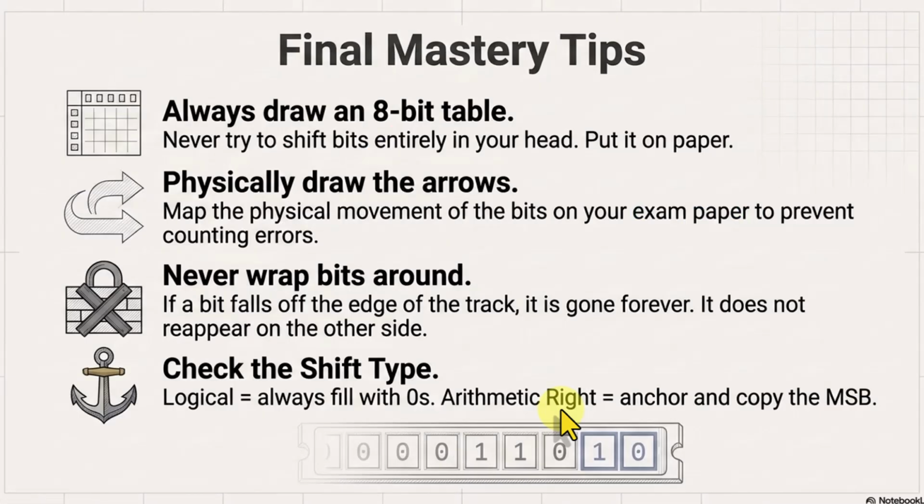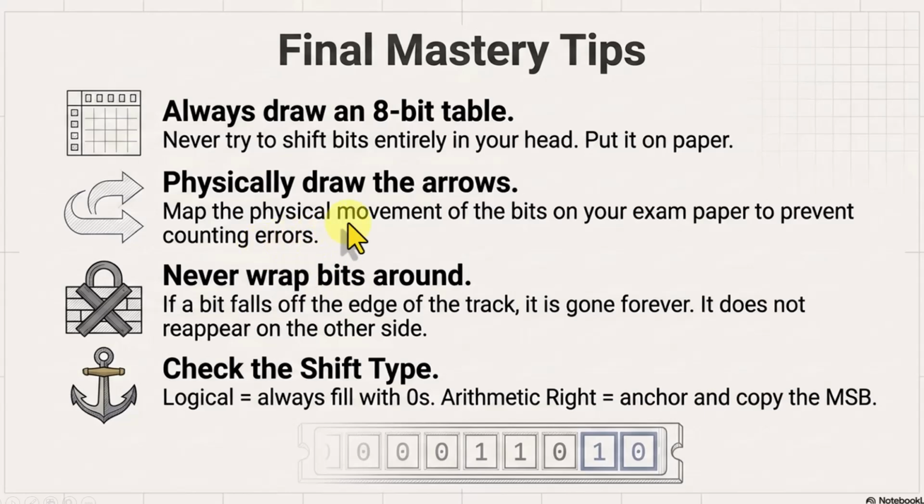And final mastery tips: always draw an 8-bit table. Never try to shift bits entirely in your head. Put it on paper. In the exam, you have to be very careful and precise, and make sure your answer is correct. So do not just do it in your head. Write them down. Physically draw the arrows. Map the physical movements of the bits on your exam paper to prevent counting errors.